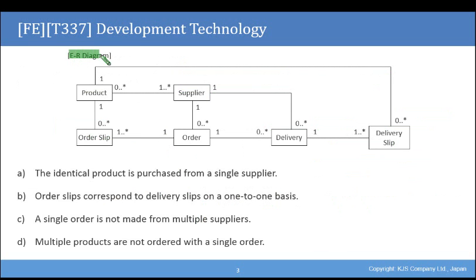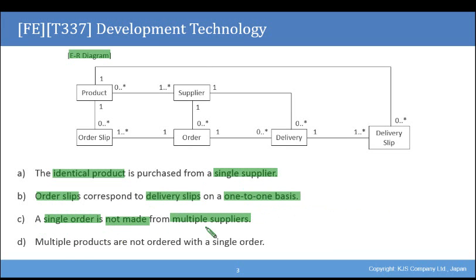So here we have our ER diagram, and we can use the notation that we looked at on the previous slide. Now we can answer the question: which of the following is the appropriate explanation for our ER diagram? A. The identical product is purchased from a single supplier. B. Order slips correspond to delivery slips on a one-to-one basis. C. A single order is not made from multiple suppliers. D. Multiple products are not ordered with a single order.